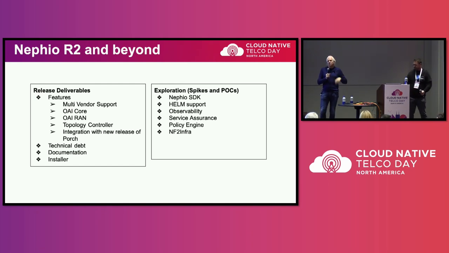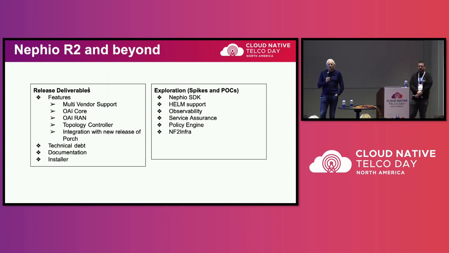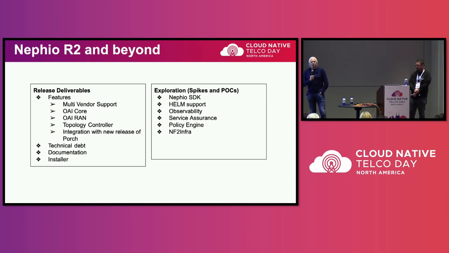Topology is one of those abstract APIs that we are experimenting with, where you can say, I want to deploy a core, and you represent the parameters on how to do that and build that as a full topology. You get feedback and so on. And then we have a few exploratory things.